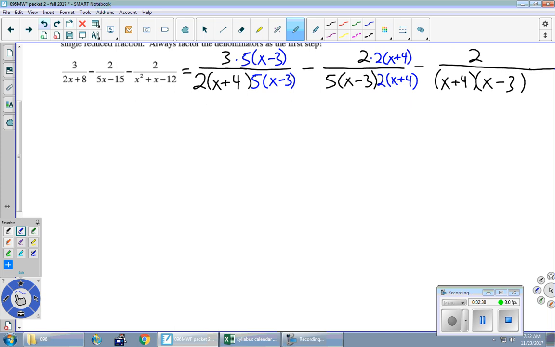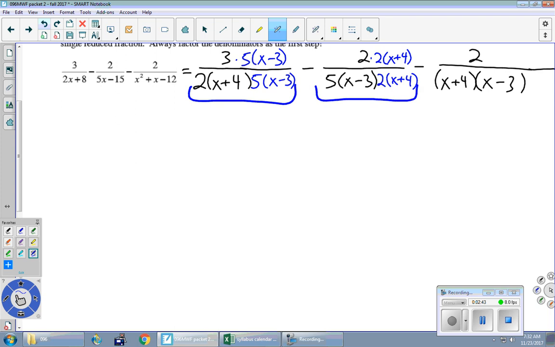Okay, and then we look at the last fraction. Now the first 2 denominators are the same, right? Like this matches exactly with that, just a different order, but that's okay. And now all we have to do is make the last fraction match either of the first 2 fractions because the first 2 denominators are the same.